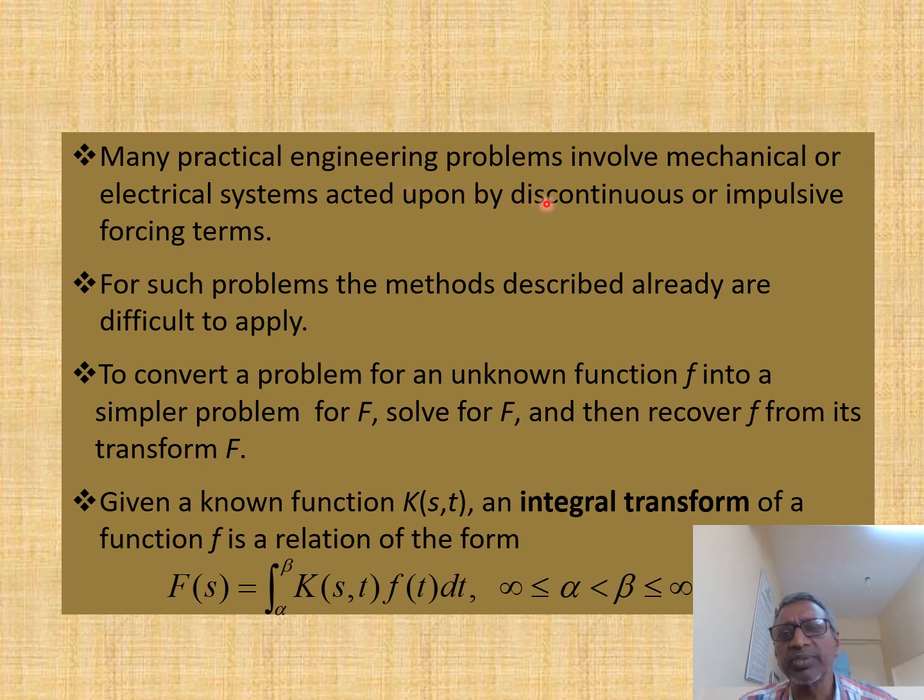Many practical engineering problems involve mechanical or electrical systems acted upon by discontinuous or impulsive forcing terms. For such problems, the methods described already are difficult to apply. The idea is to convert a problem for an unknown function f into a simple problem for its transform F, solve for F, and then recover f from its transform F. Given a known function K of s, t, an integral transform of a function is a relation of the form F of s equals the integral from alpha to beta of K of s, t times f of t dt, where alpha and beta range from minus infinity to plus infinity. And here K of s, t is called the kernel of the function.